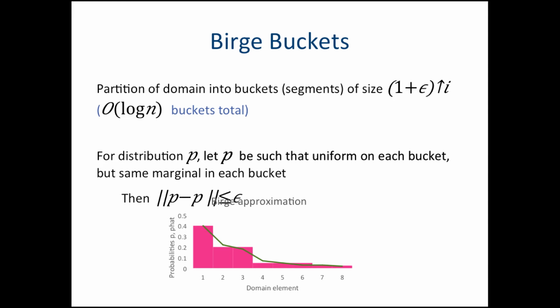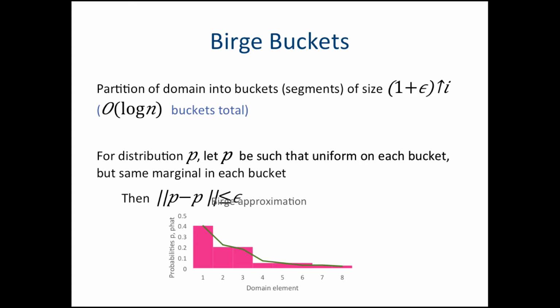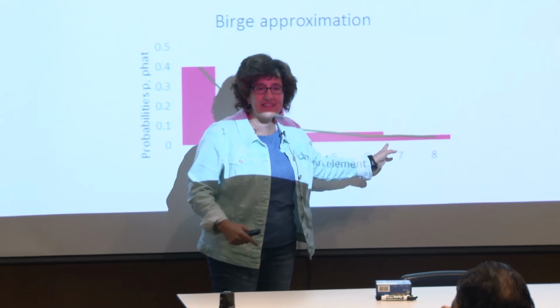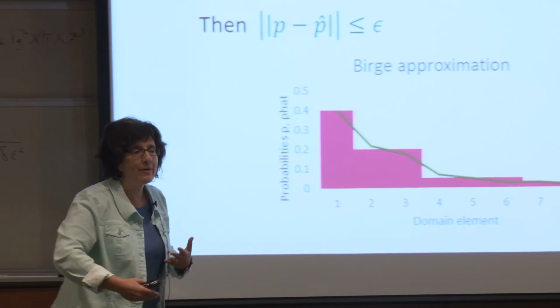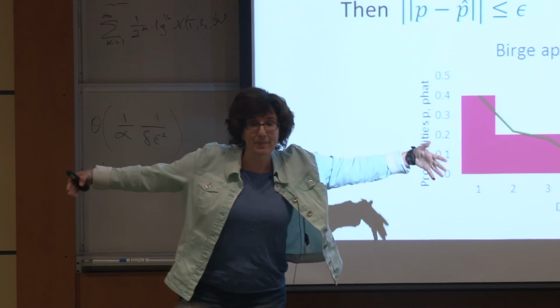So, this cool idea of Birge buckets. What Birge said to do is partition the domain, and I'm now worrying about monotone distributions over the total order 1 through n. That's all I care about. What I'm going to do is partition the domain into exponentially increasing partitions. So maybe the element 1 in the domain is in its own partition, and maybe 2 and 3 are in the next partition, and maybe 4, 5, 6 are in the next partition, but they're exponentially increasing by a 1 plus epsilon factor. So eventually you're getting to really big buckets.